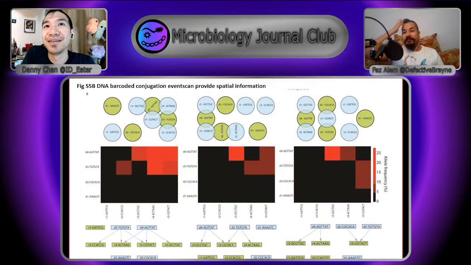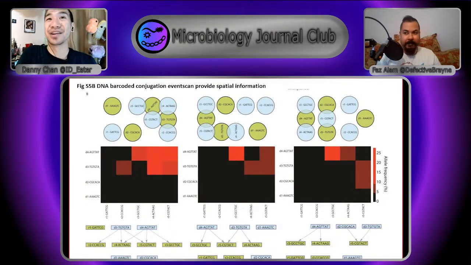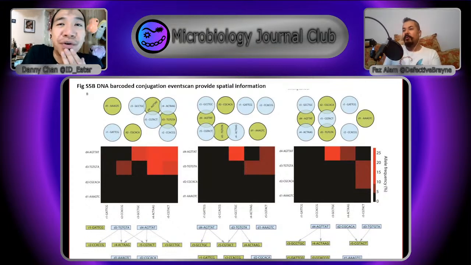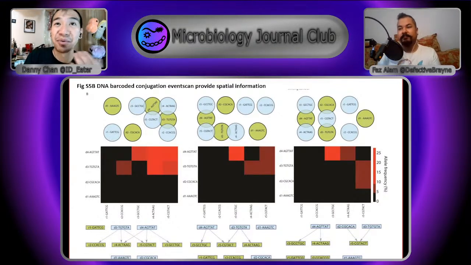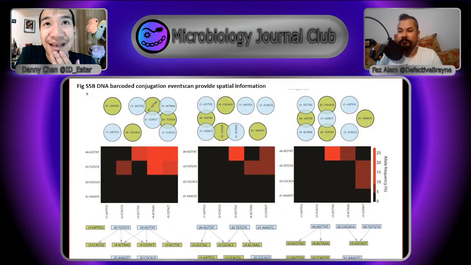In Figure S5B, they've got even more complicated patterns because they're testing how much detail they can get purely by sequencing and recording these conjugation events. And it works, right? I think they don't know any of the deviations. We can even just look at one example.